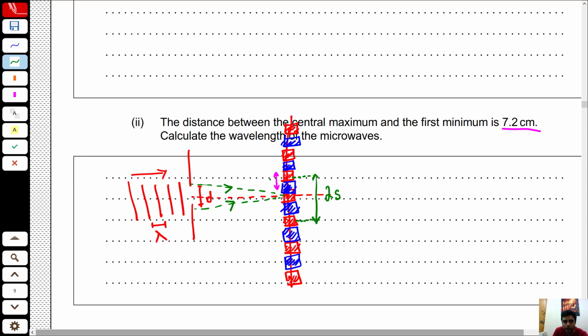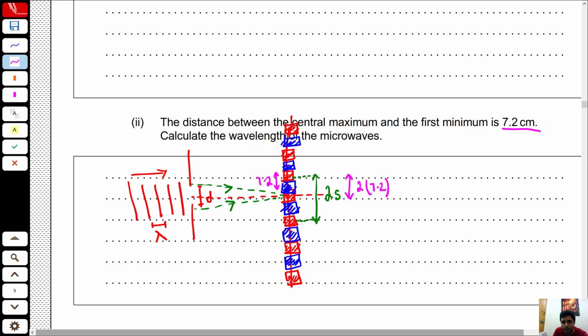Okay, this distance is 7.2 centimeter. If this distance is 7.2 centimeter, then how much will be this distance? Will it be double than 7.2? Yeah. So it will be 2 times 7.2.